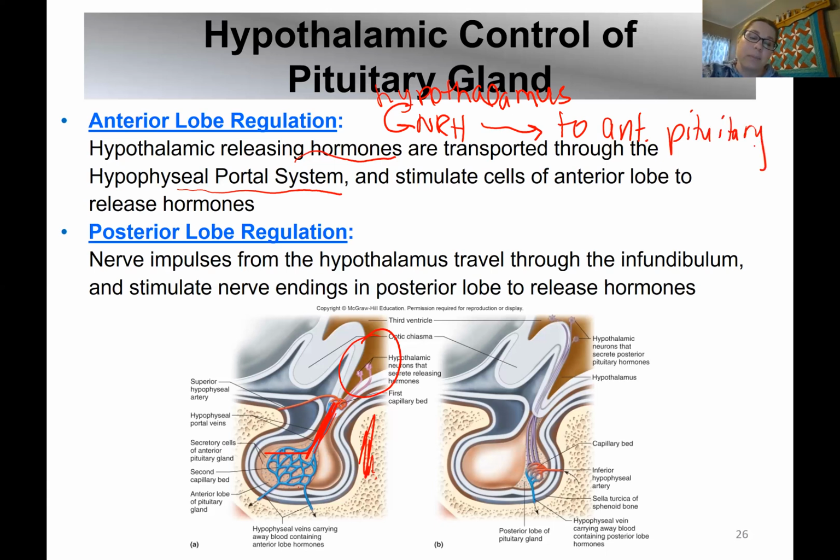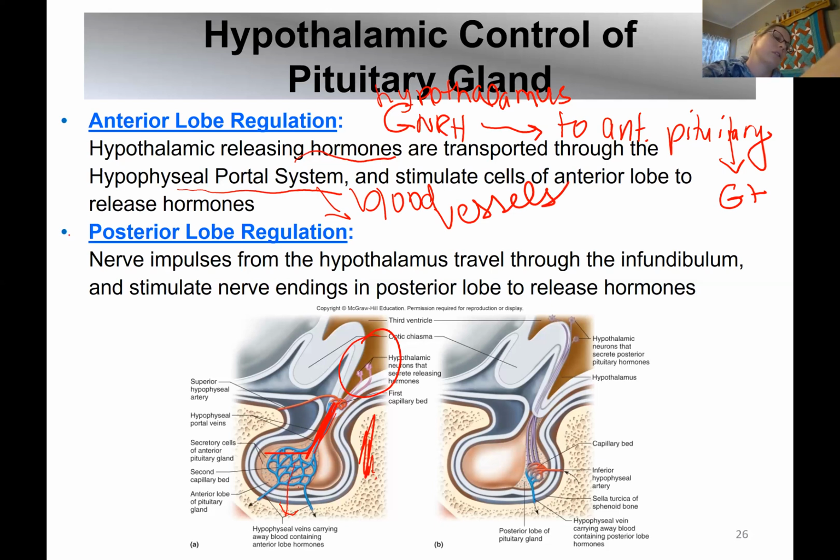And the anterior pituitary then is going to release growth hormone. Okay, so that's an example of how that communication would work. So the anterior lobe is going to use a portal system or blood vessels to transmit a hormone.